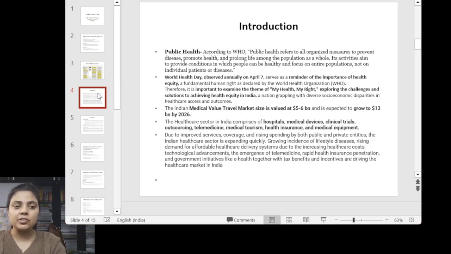So that is something which is observed by the WHO, and the theme which I have mentioned here was of the year 2024 itself, and the theme was My Health, My Right. This kind of a question has already been asked in the prelims of PCS and UPSC and other examinations, like World Health Day is celebrated on which day and what was the theme of that day.